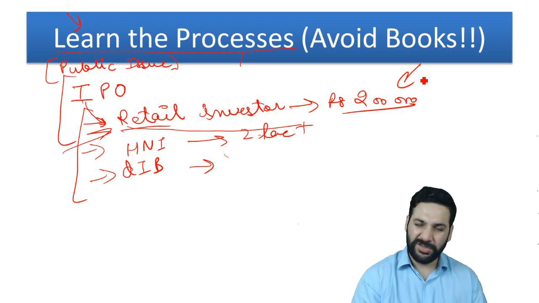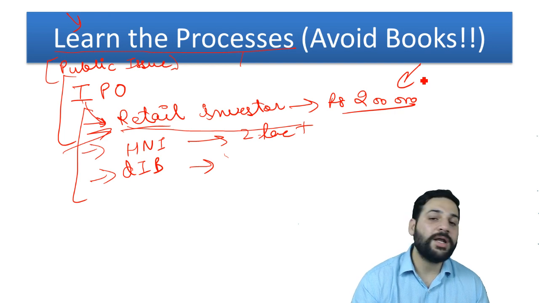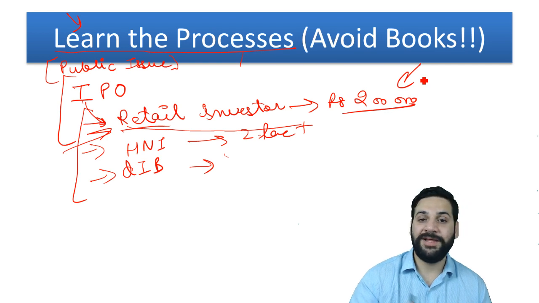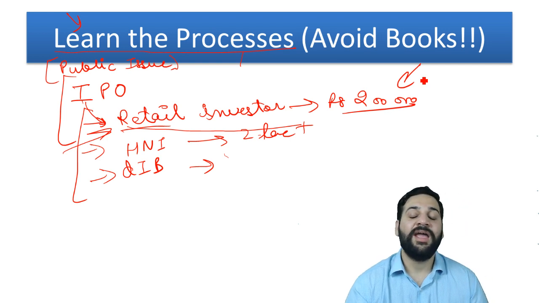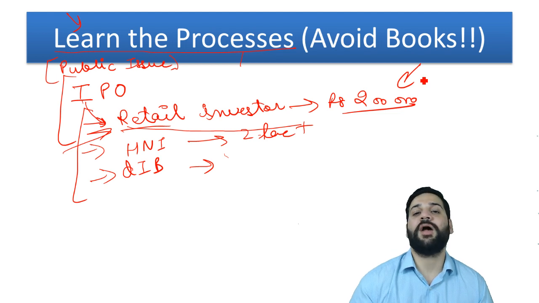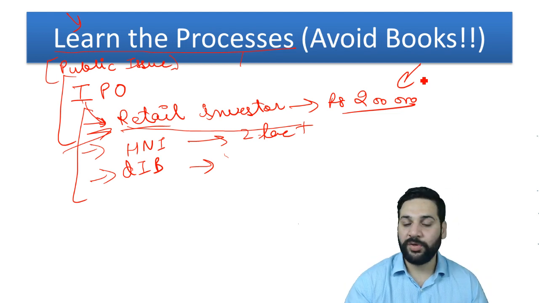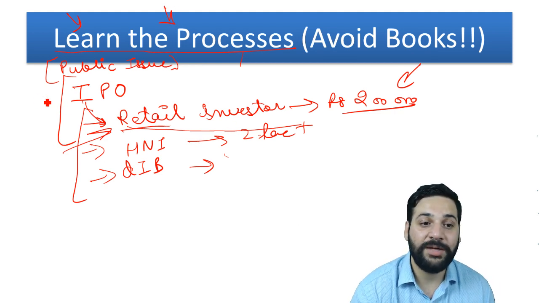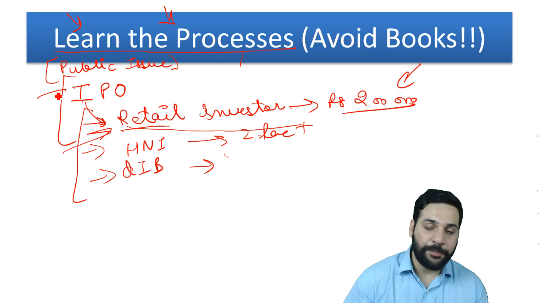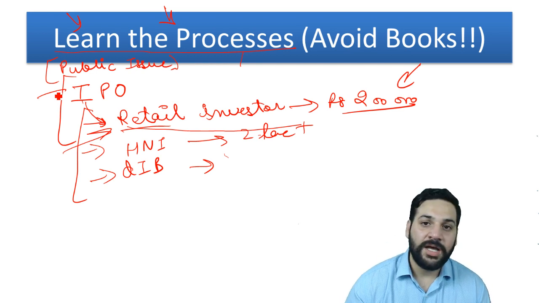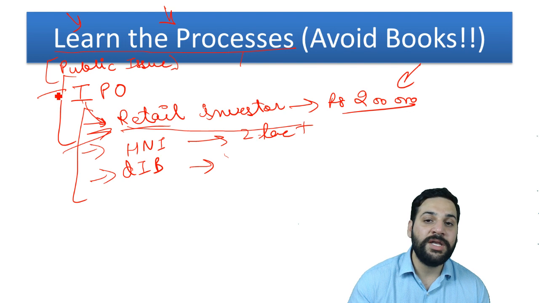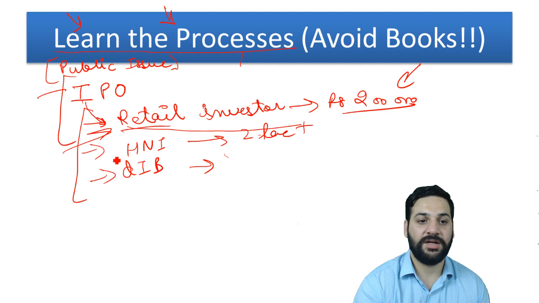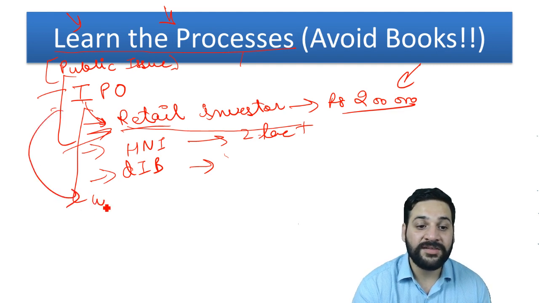So avoid the books, especially the books which are not updated in the last 6 months. If you're reading any book, please check the first page of the book. If that book was updated 1 year back or 1.5 years back, you need to avoid that book. You need to read the latest data, and you need to learn the processes. What is the process of IPO? What is the price band? How is the price band fixed? And then how is the final price of a new share in an IPO decided? What is book building? That is directly related to IPO. What is book building?